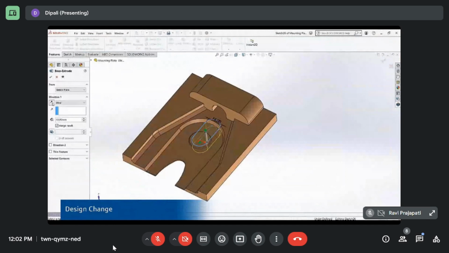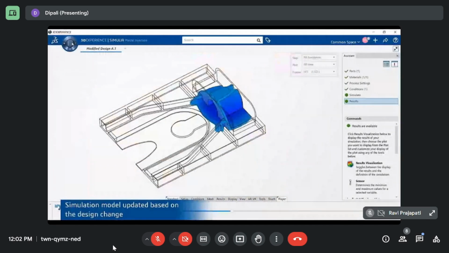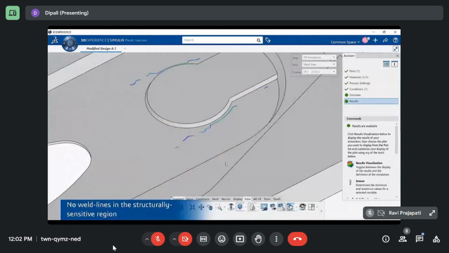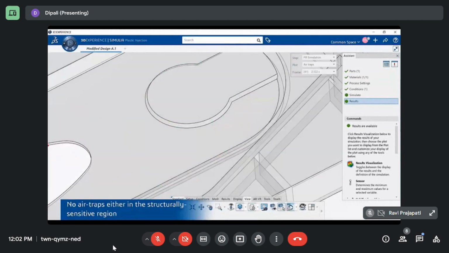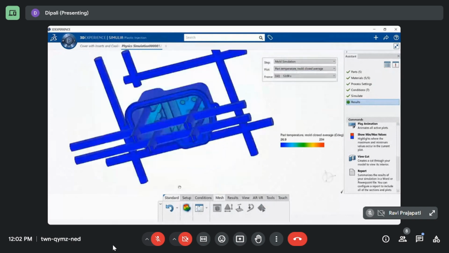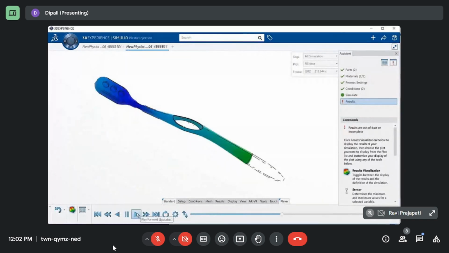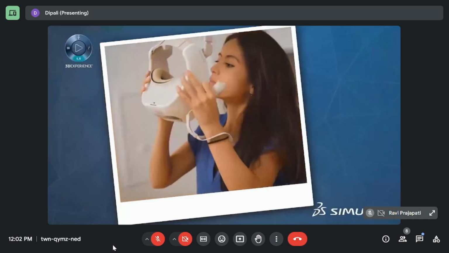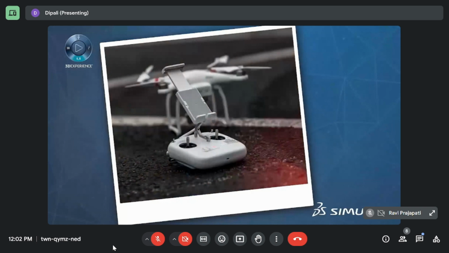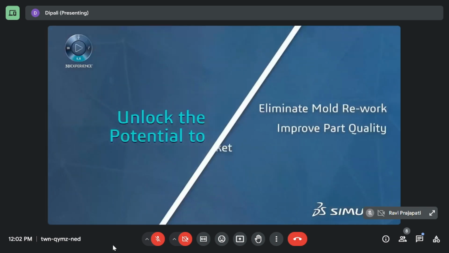When issues are identified, you can make a design change in SolidWorks and quickly return to the 3D Experience platform to rerun the simulation and evaluate the results. Furthermore, mold designers can evaluate and optimize the feed system and cooling circuit designs. You can also simulate advanced molding processes like two-shot overmolding. With SIMULIA's plastic injection engineer role, you can take control of your plastic part and mold designs to eliminate mold rework, improve part quality, and decrease time to market.